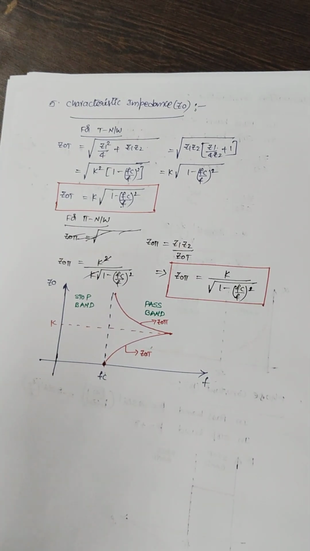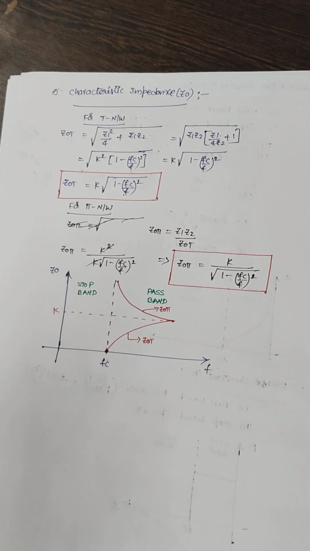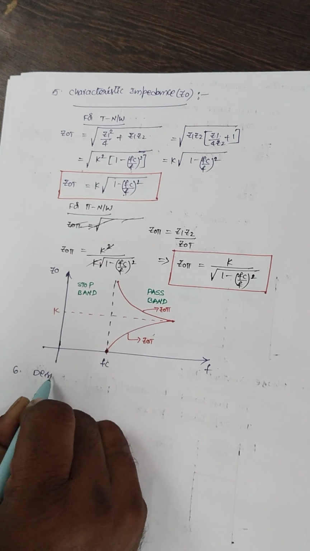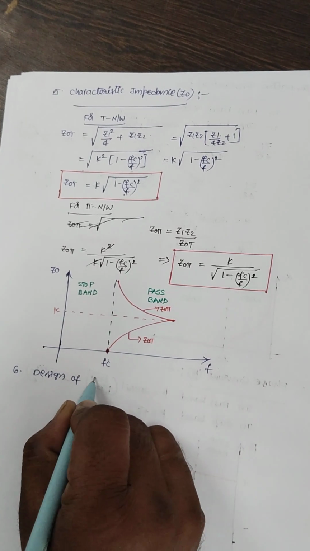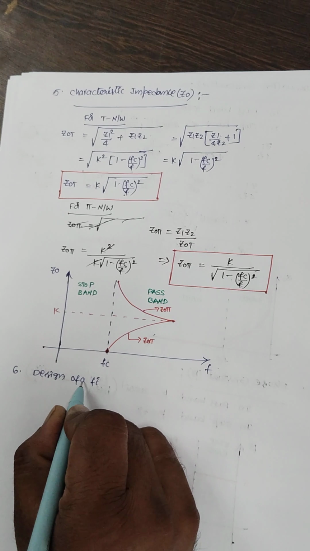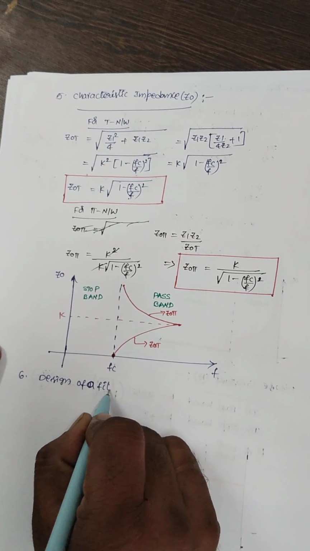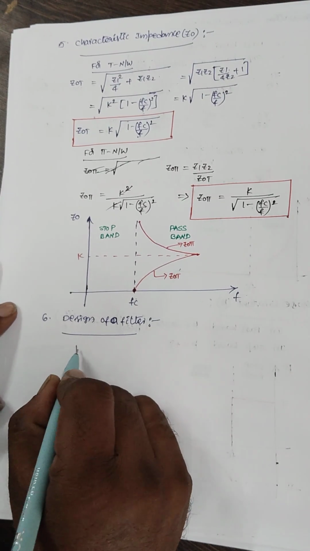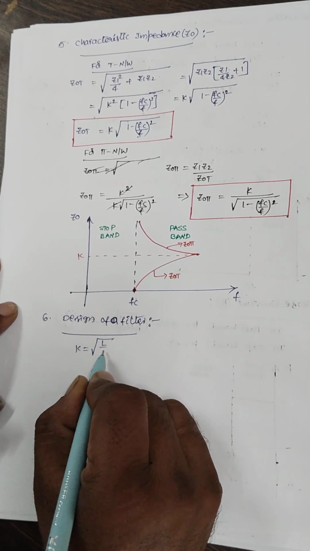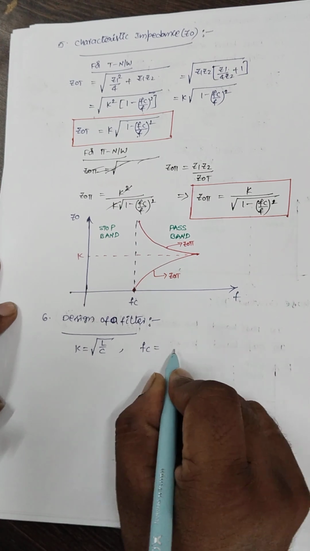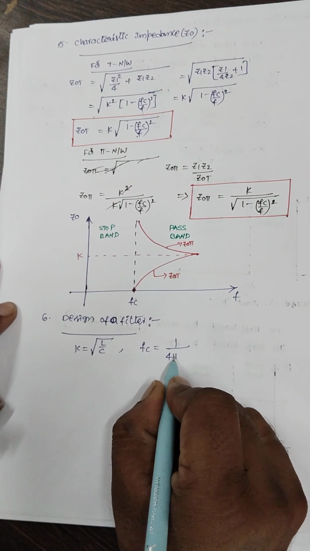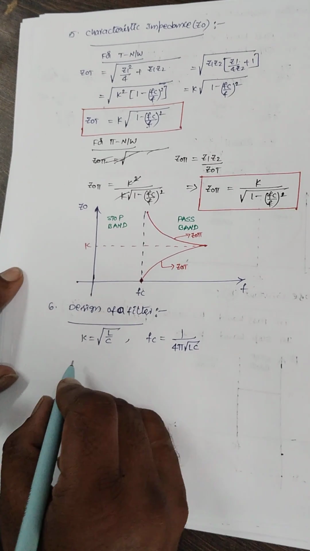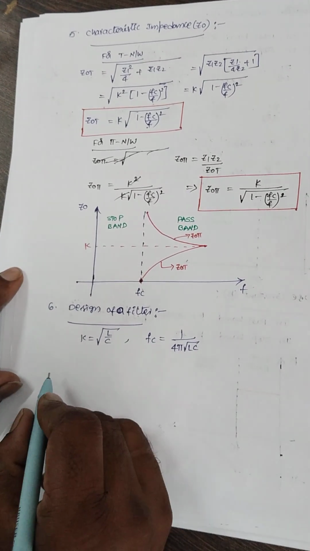Next thing here is the design of a filter. The sixth one, the last one, is the design of a filter. Here we know that k is equal to square root of L by C, and the cutoff frequency fc for a high pass filter is 1 by 4π square root of LC. Now I need to find the values of L and C.